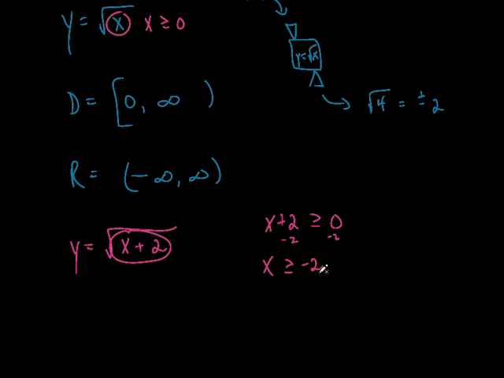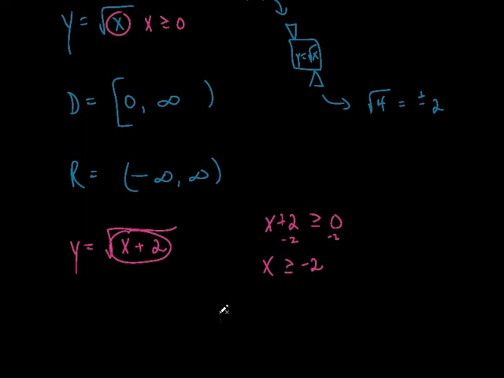I picked negative 1, which is greater than negative 2, and that's fine, right? I could stick a 0 in here. 0 plus 2 is 2. Can I take the square root of 2? Absolutely. See what we just did? So anytime you have a square root, you're going to take the stuff inside the square root and set it greater than or equal to 0, and that gives you your restriction.